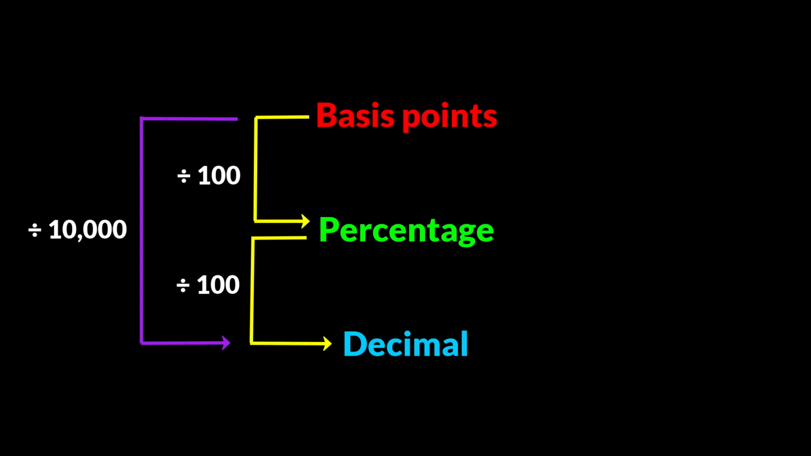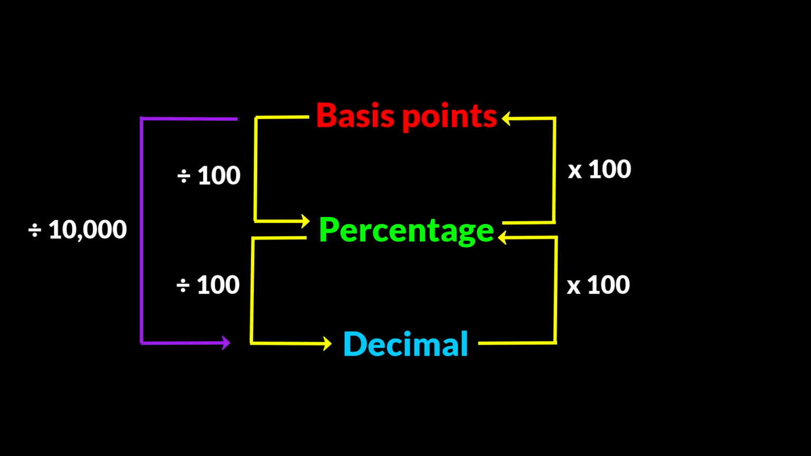You have probably already figured out where this is going next. To do any single step conversion which involves going up the list, you multiply by 100. So a decimal of 0.0025 is converted to a percentage as 0.0025 times 100 equals 0.25%. Once again, don't forget that percentage sign.